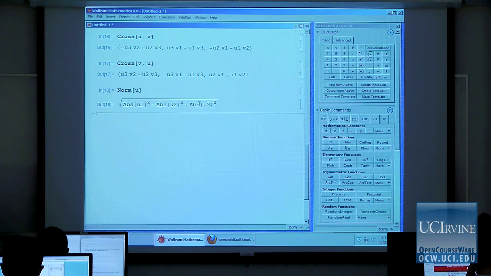All right. We can do the norm of S. And we should just get a single number, and we do, and it's the square root of 6.